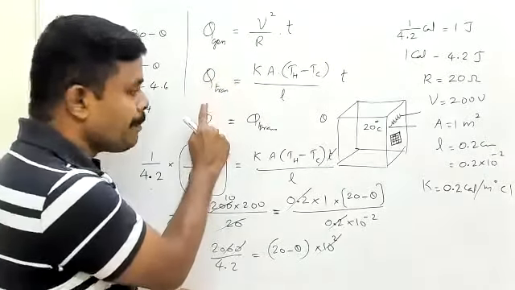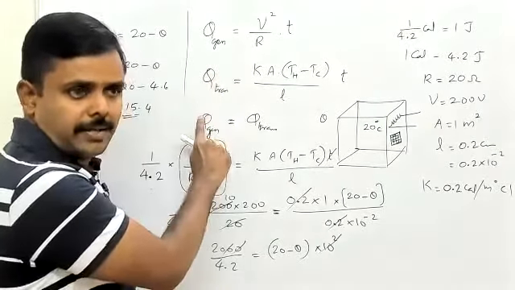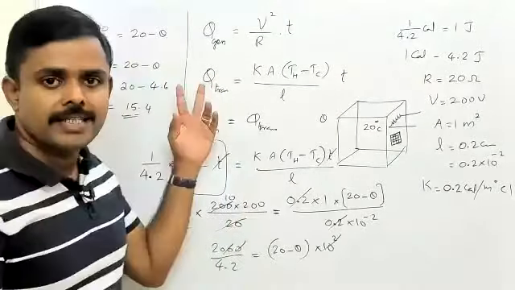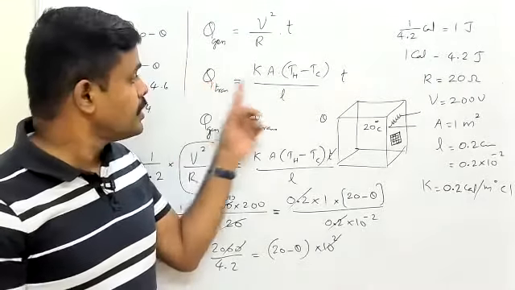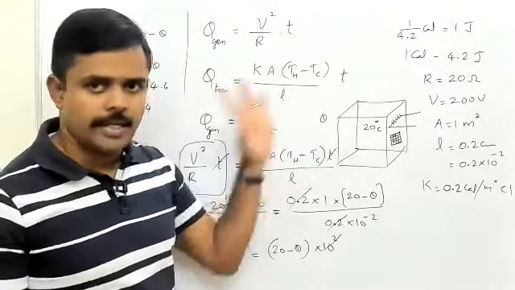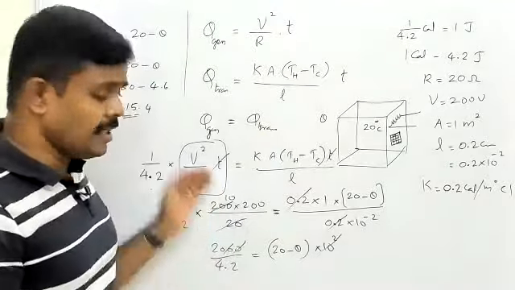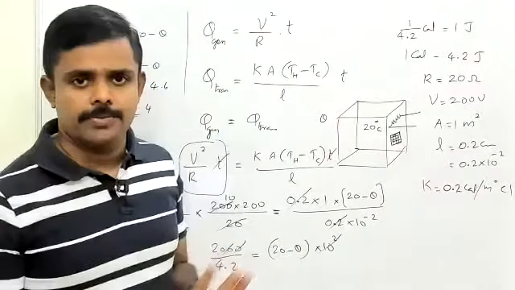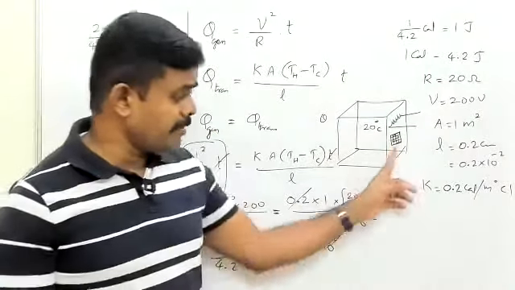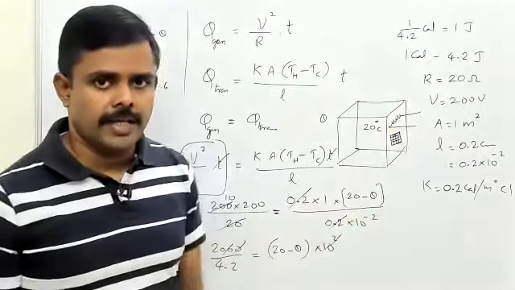Heat transported per second is dQ by dt. But dt is taken to the right side because they are asking you to find dQ. So it is K into A into (Ts minus Tc) by L, into T. And at steady state, Q generated will be equal to Q transported. There is only one way by which heat can be taken out.